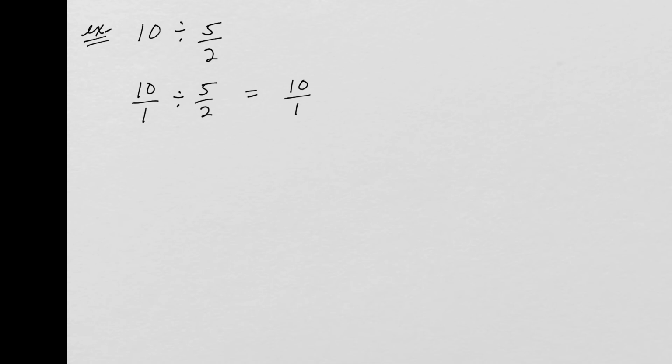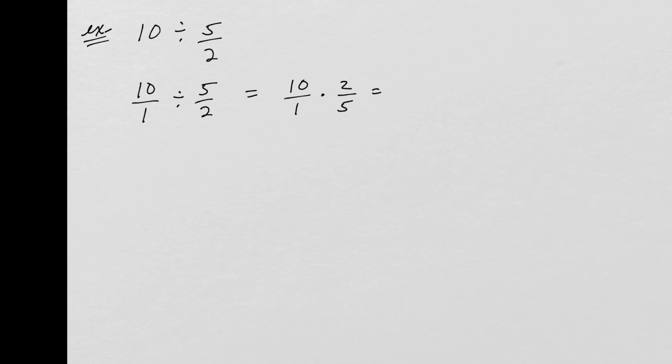Okay, what if I have a whole number, like 10 divided by, say, 5/2? Again, we can think of 10 as 10 over 1. Right? So I have really 10 over 1 divided by 5/2. So the 10 over 1 stays. The division becomes a multiplication, and I flip the second fraction. It now becomes 2/5. Then we should simplify first, right?